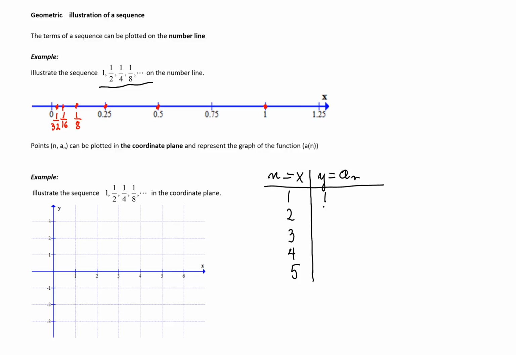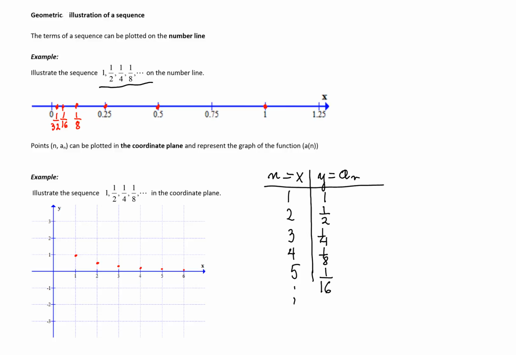So the first term is 1, the second is 1/2, the third is 1/4, the fourth is 1/8, and the fifth will be 1 over 16, and so on. So plotting those points in the coordinate system, we get point (1, 1), point (2, 1/2), point (3, 1/4), point (4, 1/8), point (5, 1/16), and so on. So as you can see, we have a graph.